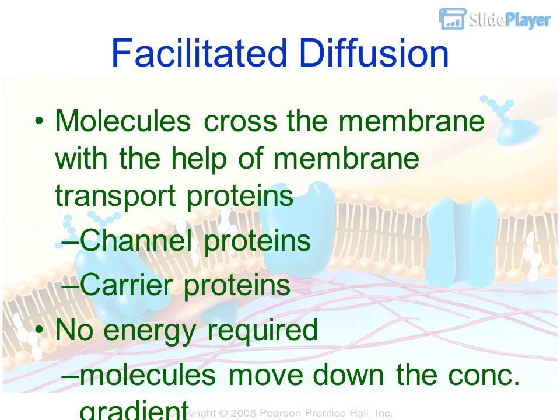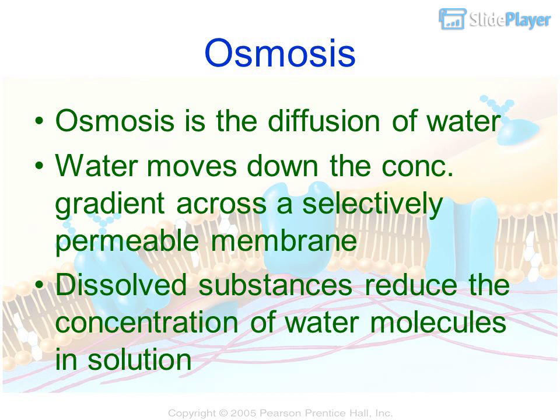Facilitated diffusion. Molecules cross the membrane with the help of membrane transport proteins, channel proteins and carrier proteins. No energy is required. Molecules move down the concentration gradient. Osmosis is the diffusion of water. Water moves down its concentration gradient across a selectively permeable membrane. Dissolved substances reduce the concentration of water molecules in solution.